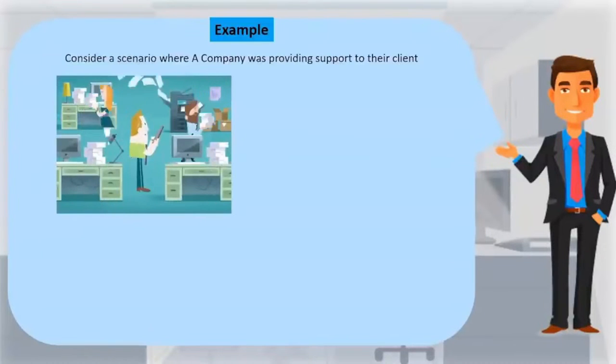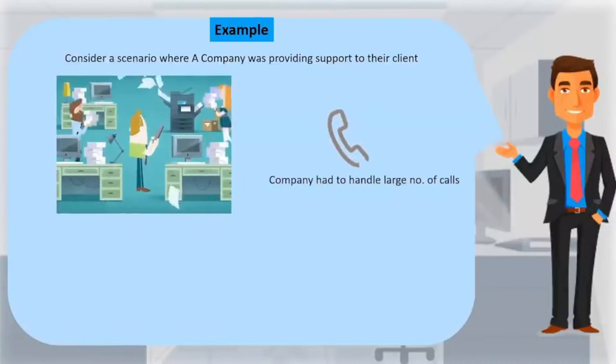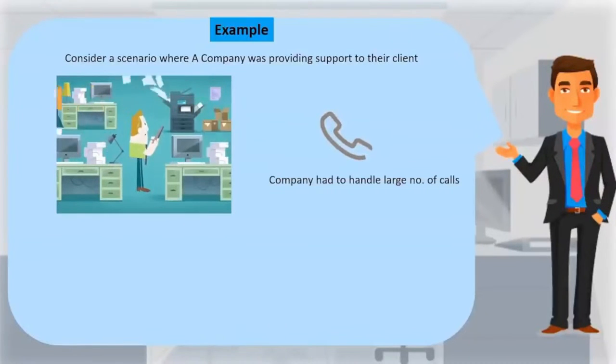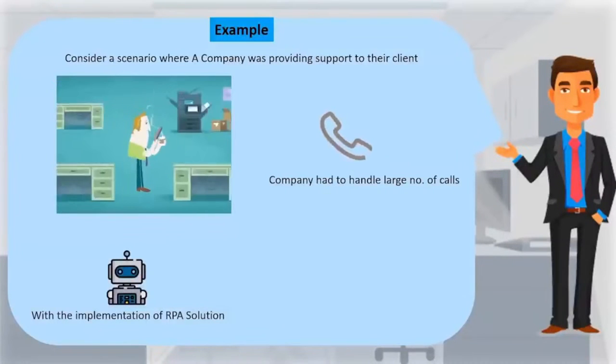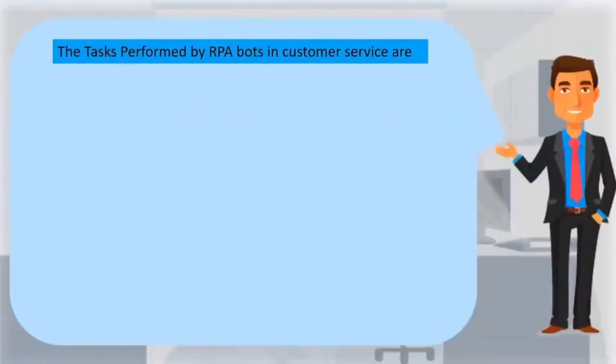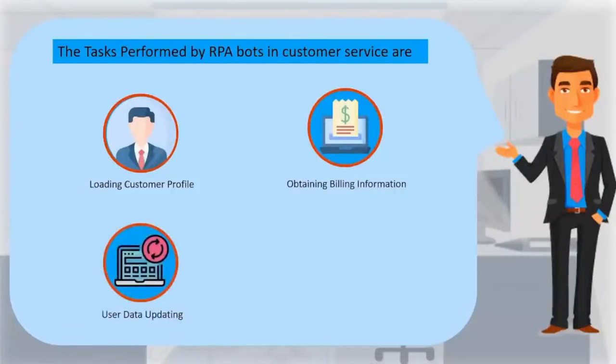Let's look at an example. Consider a scenario where a company was providing support to the client, and the company was supposed to handle a large number of calls, approximately 20,000 calls per month, which required a significant amount of time spent in the support team. Because of the system's complexity, an executive's average time was about 10 minutes, as the system was inefficient and slow, resulting in poor customer service. With the RPA solution, the organization gained a virtual team that can complete the task in less than a minute, resulting in a drastic reduction in execution time. The RPA bot performs the following tasks: loading a comprehensive customer profile, obtaining detailed billing information, updating user preferences and other user information, and resolving common but simple customer issues.